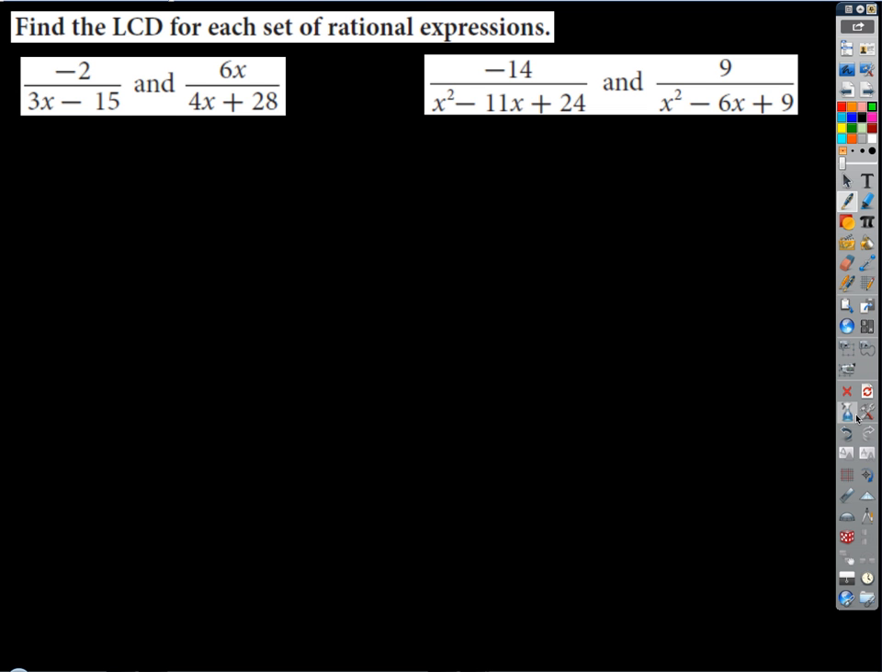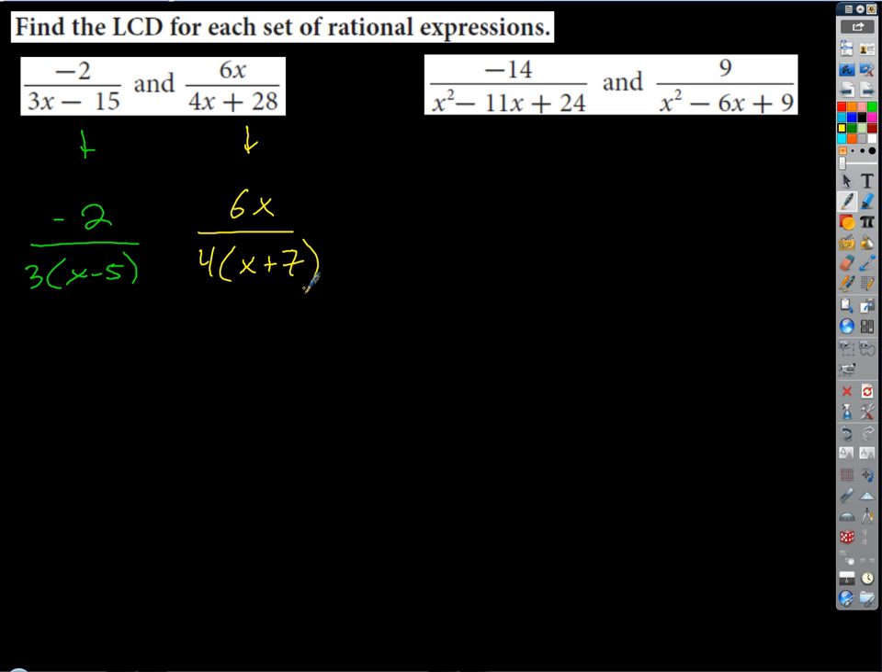So what would that look like with not just numbers? I want to find the least common denominator of these two fractions. If I factor top and bottom of this first fraction, what does it look like? Top I can't do anything with. I mean, it's just -2 is -2. But the bottom, what can I factor at the bottom into? 3 times, in parentheses, x minus 5. Okay, I can take out a 3 times x minus 5. What about over here? 4 times x plus 7. Okay, the top is just a plain old 6x. I could take out a 4, and then I've got an x plus 7.